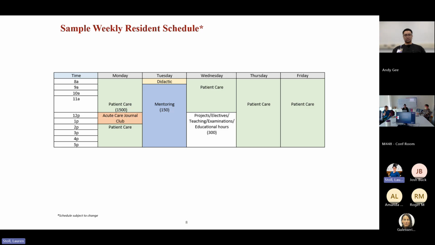Mentoring days are also very flexible, as Michael can attest to. His mentoring days change from rotation to rotation. This example says it's on a Tuesday, but it doesn't necessarily have to be on a Tuesday. That can fluctuate week to week or rotation to rotation.